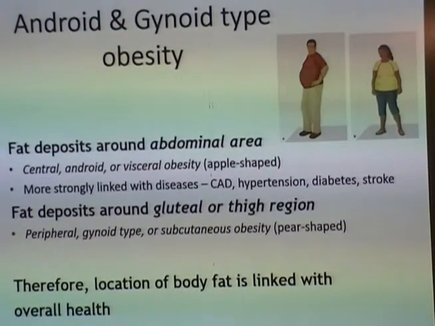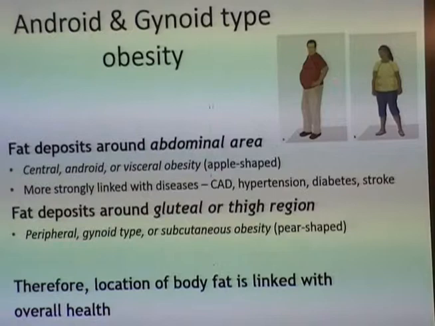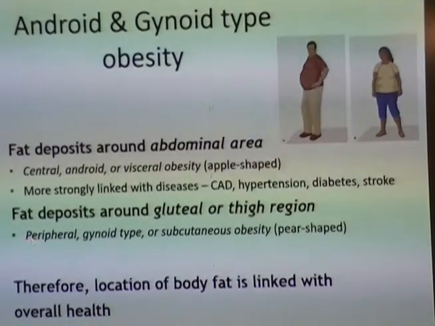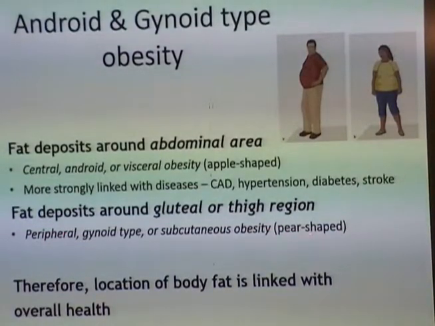Because what they're finding is that fat cells in that area seem to release increased levels of free fatty acids into the bloodstream. And those free fatty acids then can cause plaques and blockages, and that's why we see some problems. If the fat deposits are around the glute, the butt, the thighs, then that is called pear-shaped, and you'll sometimes see it as peripheral or gynoid.